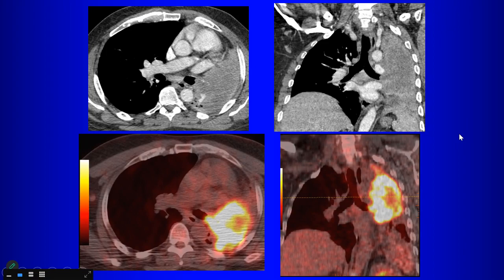Be careful, because was this done as a PE protocol? No, right. The pulmonary arteries are not very bright. So a PE protocol might not help you. It's the pulmonary arterial phase, right? So it's not the venous phase. So PE protocols tend to scan early.